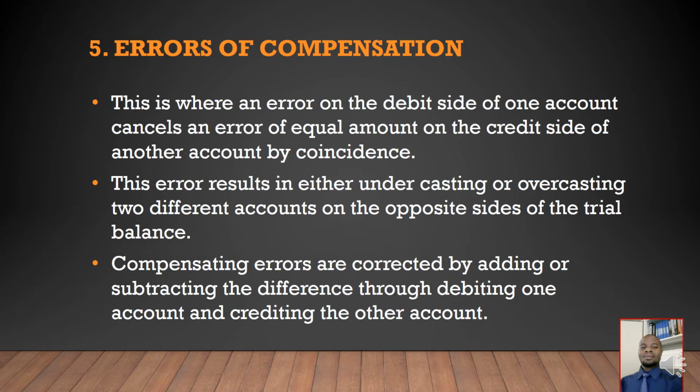This error will result in either undercasting or overcasting two different accounts on the opposite sides of the trial balance. Therefore, compensating errors are corrected by adding or subtracting the difference through debiting one account and crediting the other account. Let's see how this ought to be done.